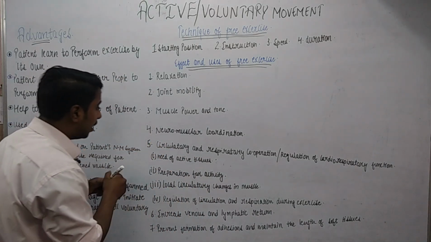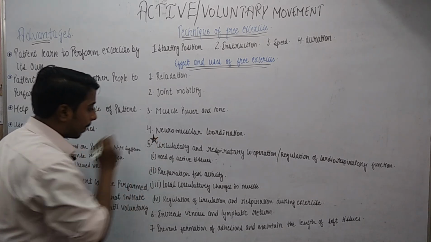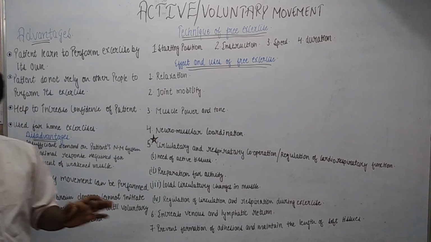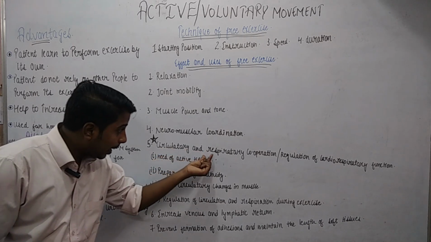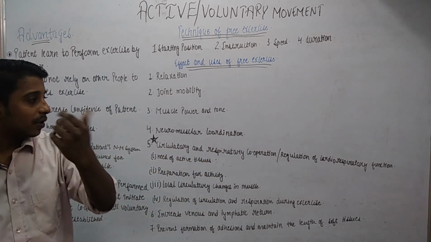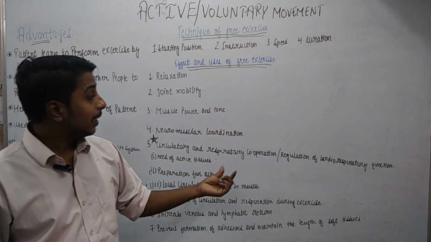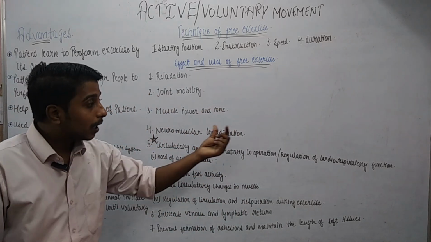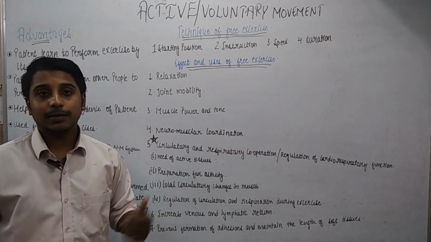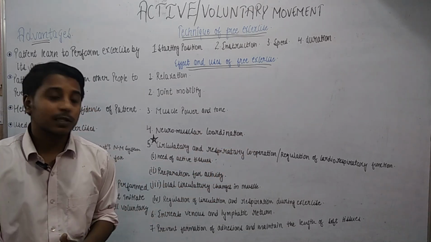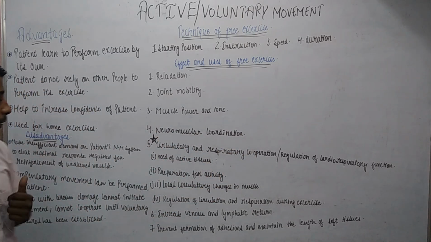Now this point is very important, you need to understand it very carefully. It is simple. Circulatory and respiratory cooperation, or simply you can write it is the regulation of cardiorespiratory function. In this you will study how the heart and the lungs, that is the cardiac and the respiratory system, are regulated by free exercise.